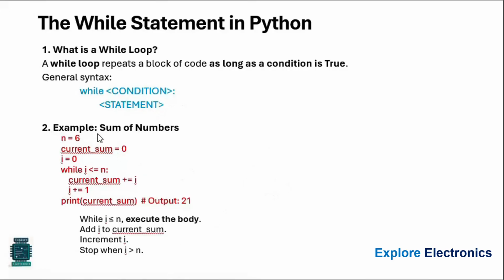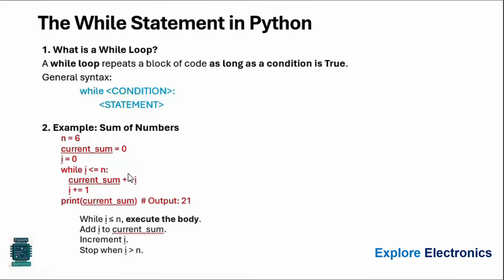Let us see an example, which is sum of numbers. n is equal to 6. Current sum is equal to 0. So i is equal to 0. While i is less than or equal to n, this is the condition here. i is less than or equal to n. This is the condition. And current sum plus equal to i. Here the current sum is 0.